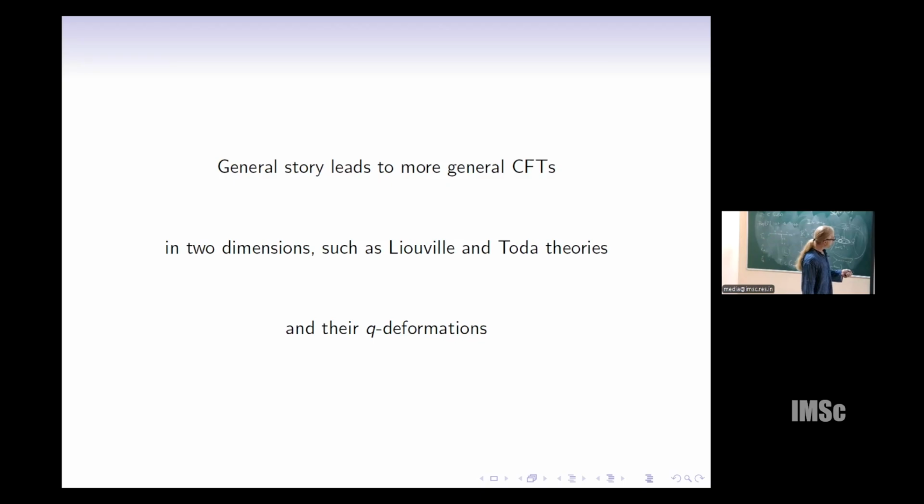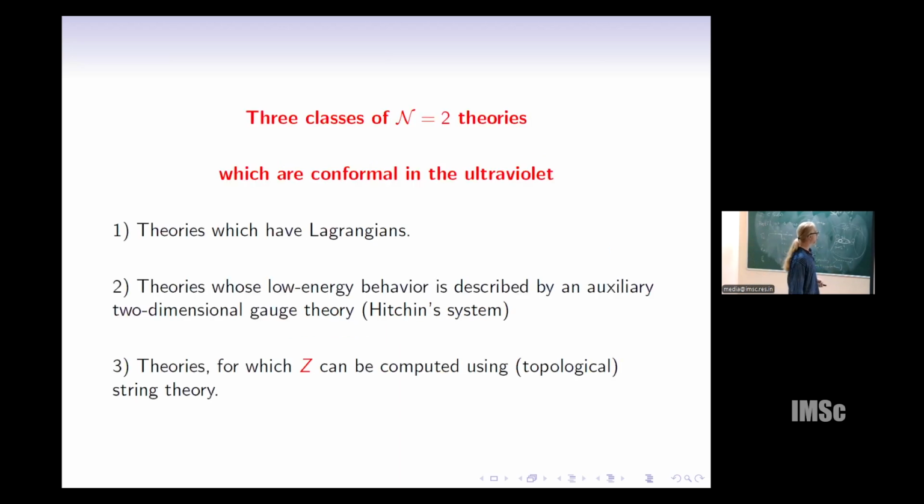So here, the bosonic description turns out to be one of the very interesting two-dimensional conformal field theories, such as Liouville or Toda theories, and sometimes you get deformations. So there are three classes of N=2 theories, which are, by the way, well defined, meaning they're conformal in the ultraviolet.